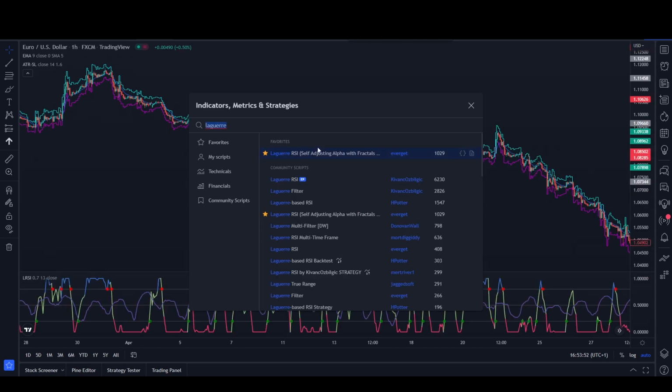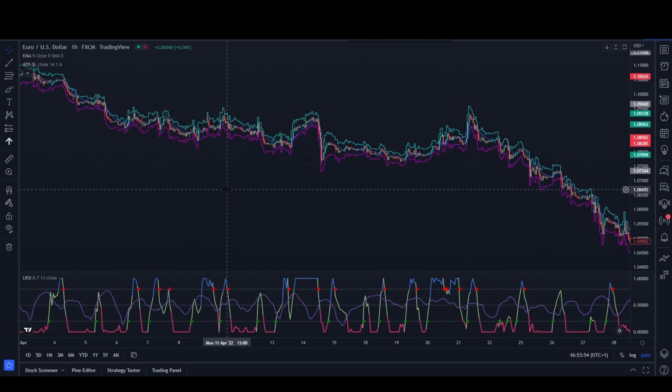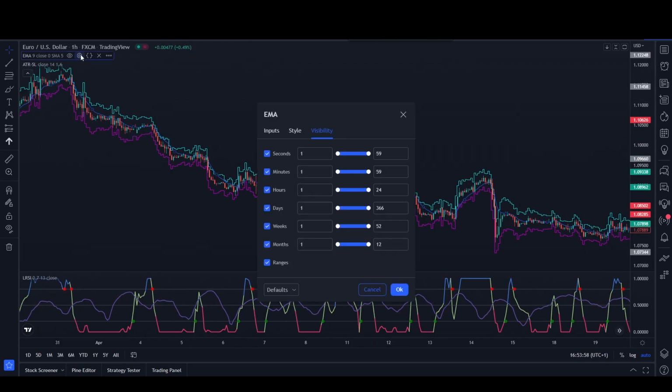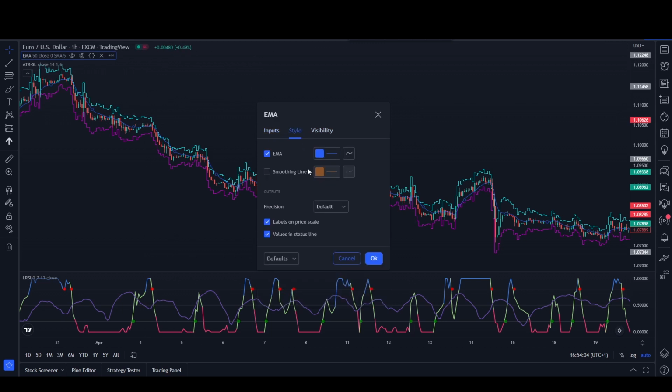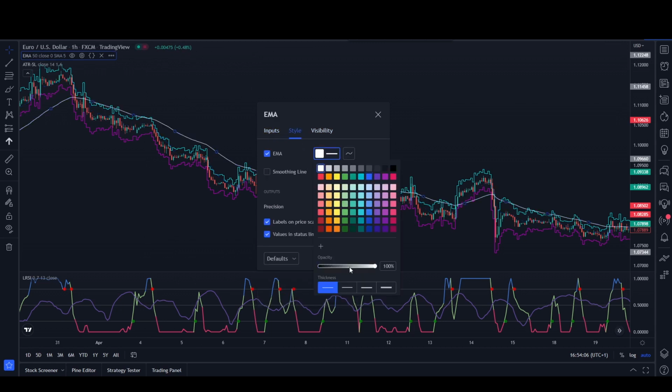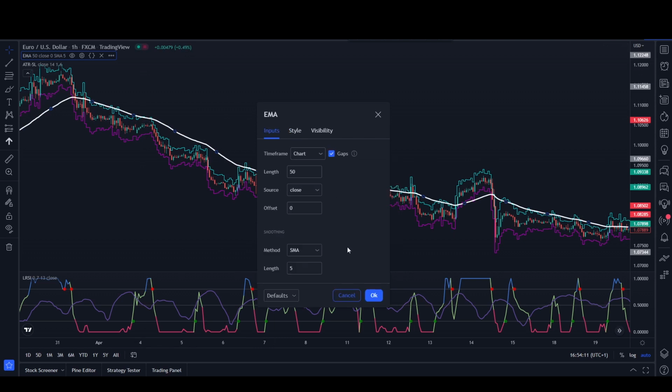So we'll add this as well, and we'll go ahead and change the settings. So for the EMA, you're going to want to change the setting to a length of 50, and then you can change the style. I like it white with a thicker line so that it's straightforward and you can see it clearly.